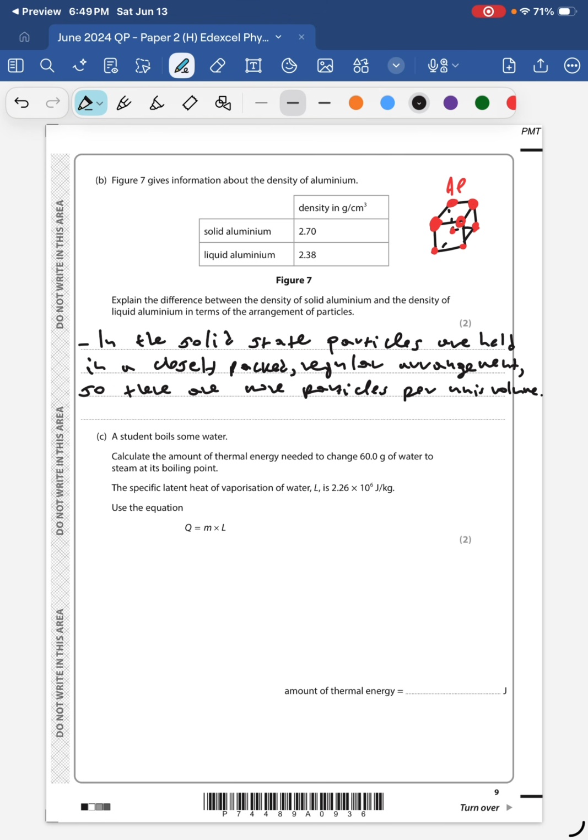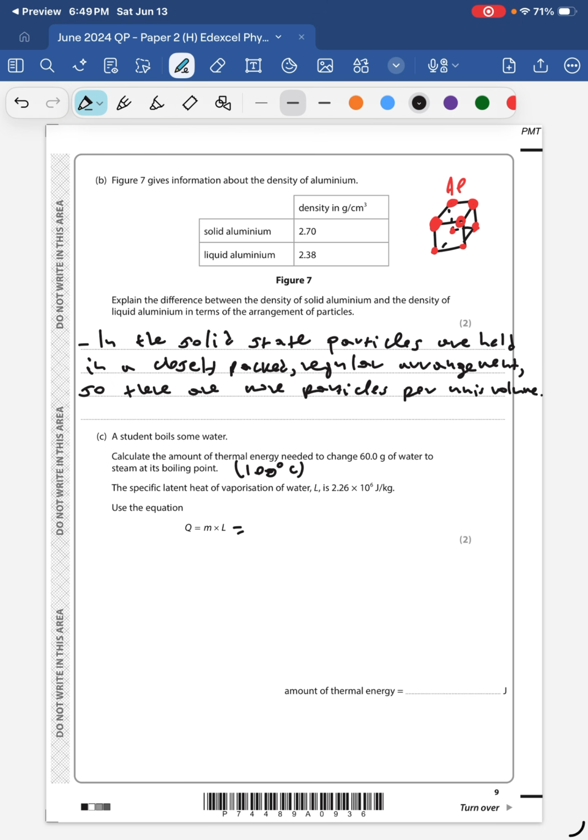Okay, C. A student boils some water. Calculate the amount of thermal energy needed to change 60 grams of water to steam at its boiling point. The specific latent heat of vaporization of water, L, is 2.26 times 10 to the 6 joules per kilogram. Use the equation Q equals mass times latent heat. They should have told us here, I guess, that the water is at 100 degrees Celsius. It is assumed, I guess. Let's work with that.